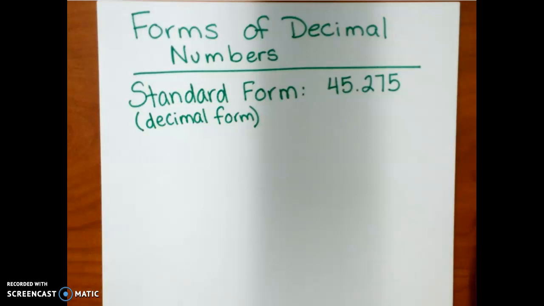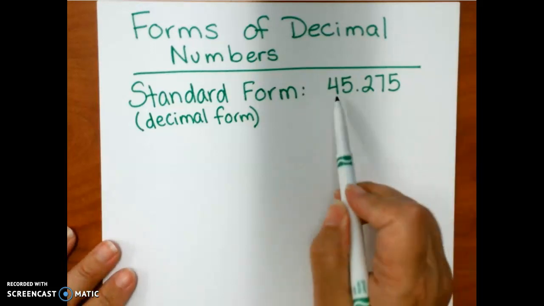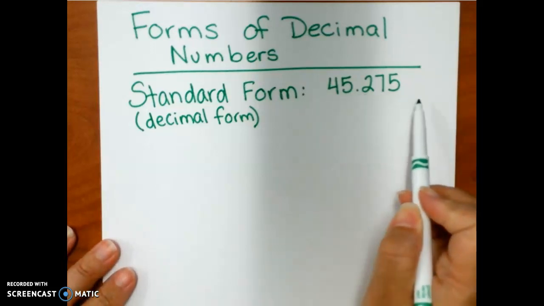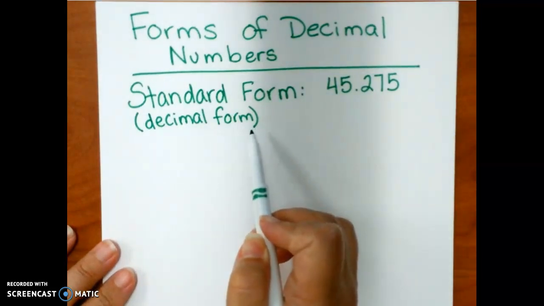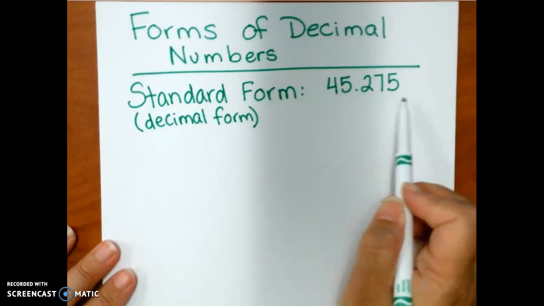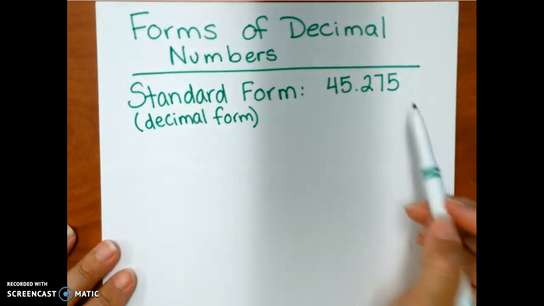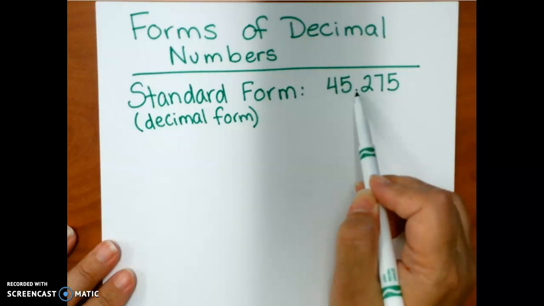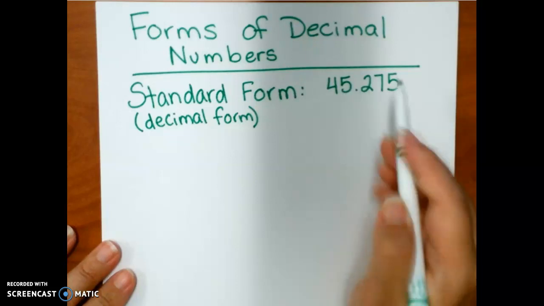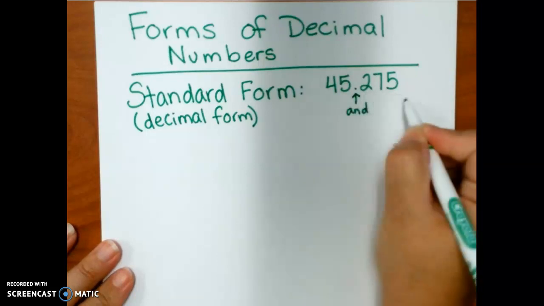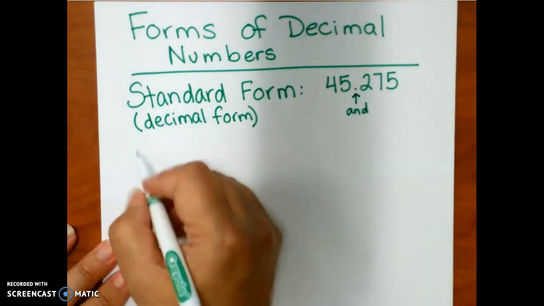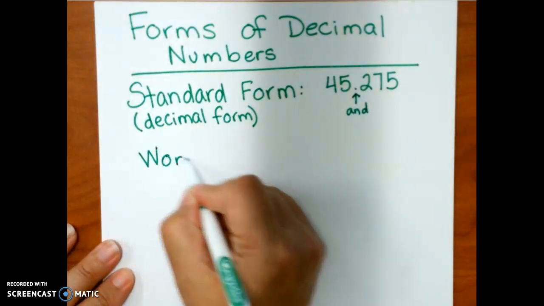Forms of decimal numbers. Standard form is what we think of when we think about how we write numbers. So it would be 45 and 275 thousandths. You might also see it in our math curriculum as decimal form. So that just means write it with numbers with a decimal point. So again, my number is 45 and, whenever we see that decimal point, that means and, 275 thousandths. So now I'm going to write that in word form.